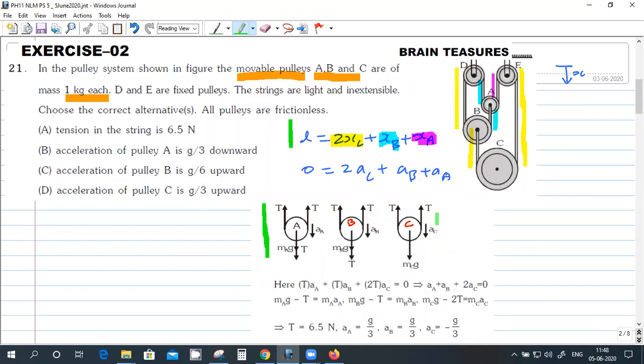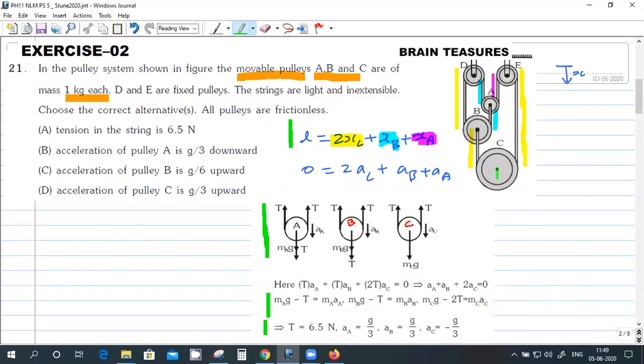And for A, one tension is pulling down. B also, one tension is pulling down. C, only the mass is pulling down. Okay. So you get these three equations. And how many unknowns are there? Tension and then three accelerations. Four unknowns and four equations. So you can solve to get this one.